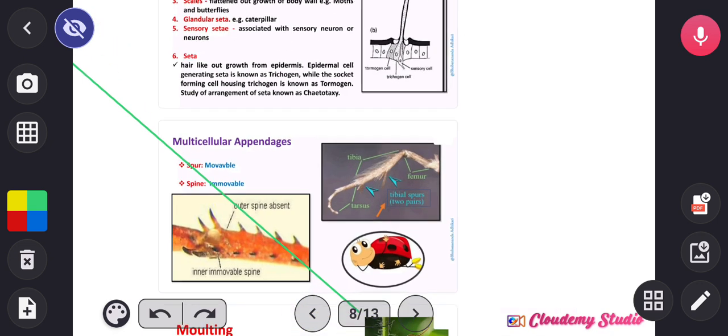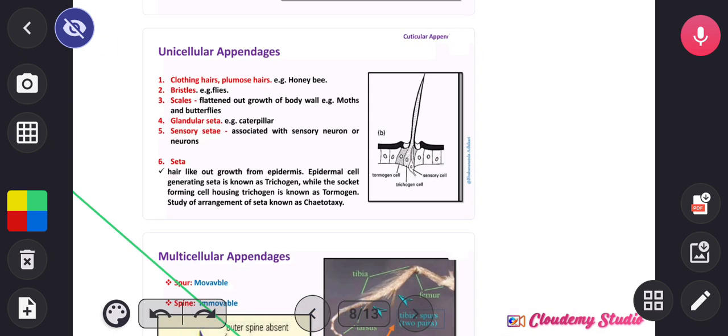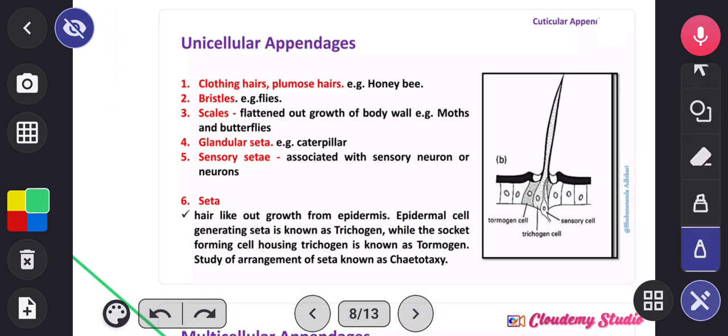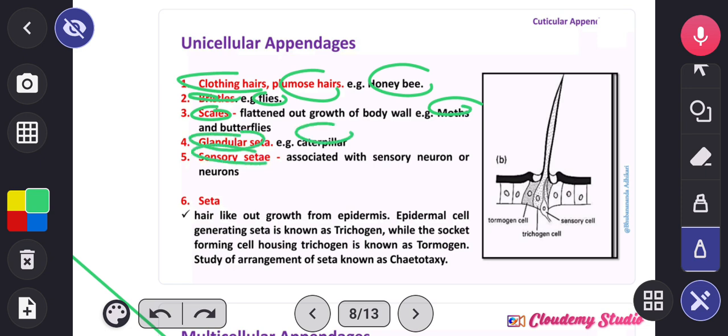Now let's talk about the unicellular appendages. Number one is the clothing hair, which is the seta. We have the bristle, and these unicellular appendages can be found in different insects. The clothing hair or the plumose hair is found in the honeybee. The bristle is found in flies. Scales are found in moths. Glandular seta is found in caterpillars. Sensory seta is found in almost all insects.